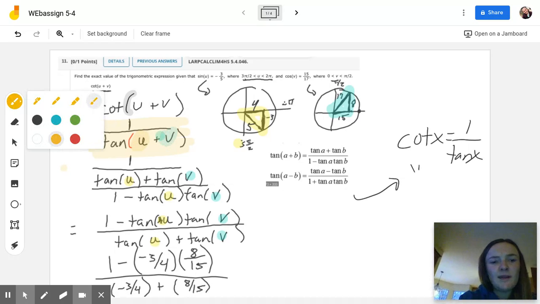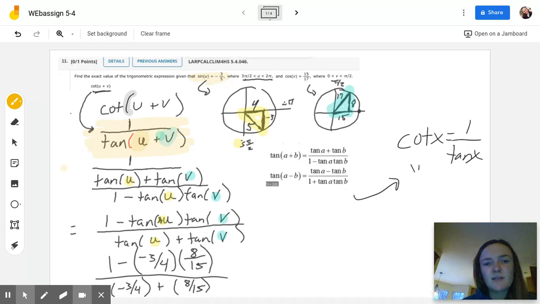And the way that I got these triangles, it says that sine of u is equal to negative 3/5. Well, remember that sine is equal to opposite over hypotenuse. It's also equal to y over r. And it says that u is between 3 pi over 2 and 2 pi. So what I did is I drew a unit circle just to give me some reference. 3 pi over 2 is 270 degrees, and 2 pi is 360 degrees, which means it has to be in the fourth quadrant. If it's in the fourth quadrant, that means y is going to be negative and x is going to be positive, and the radius is always positive.